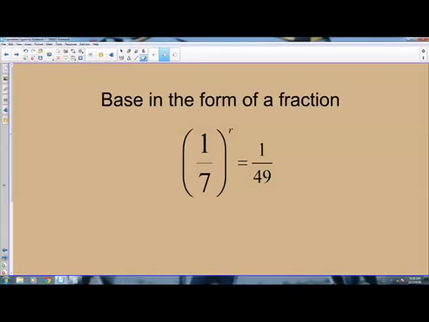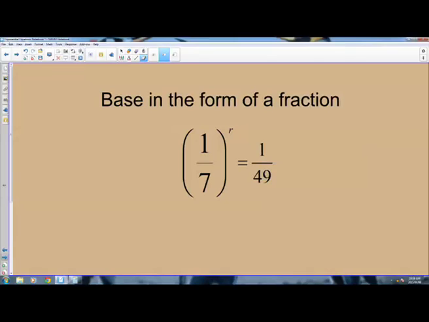The example is 1 over 7 all raised to the power r equals 1 over 49. So this is a fraction. 1 over 7 is a fraction, and then raised to the power r equals 1 over 49. Remember, the idea behind solving exponential equations is to make sure that you have the same base on either side of the equal sign. That's when you'll be able to solve.